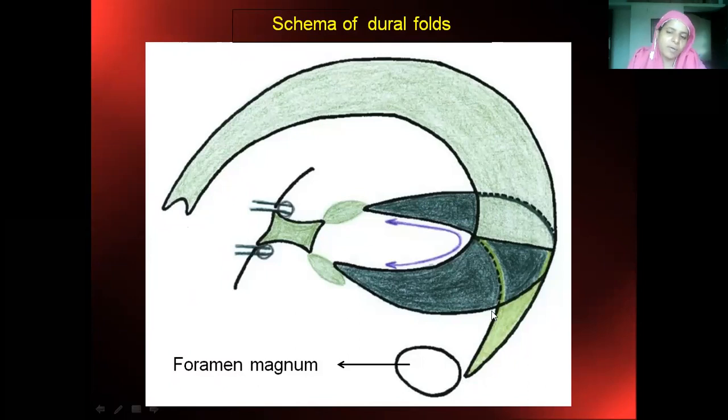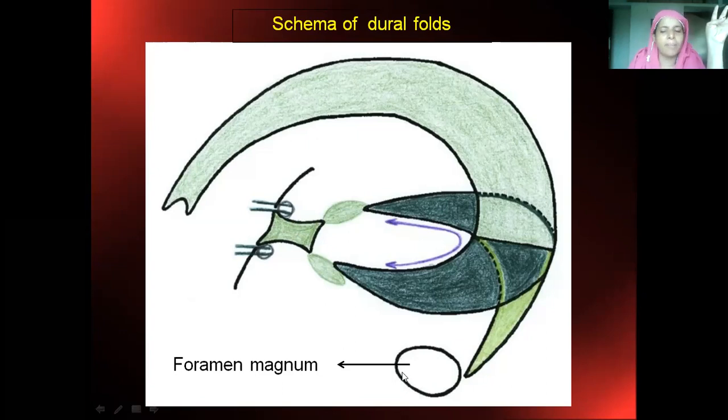Below that, you have one more fold of dura mater. You call it as tentorium cerebelli. This is the fold of dura mater which is seen at the hypophyseal fossa, that is nothing but the pituitary gland. You call it as diaphragma sellae. Like that, we have four names: Falx cerebri, Tentorium cerebelli, Falx cerebelli, Diaphragma sellae.